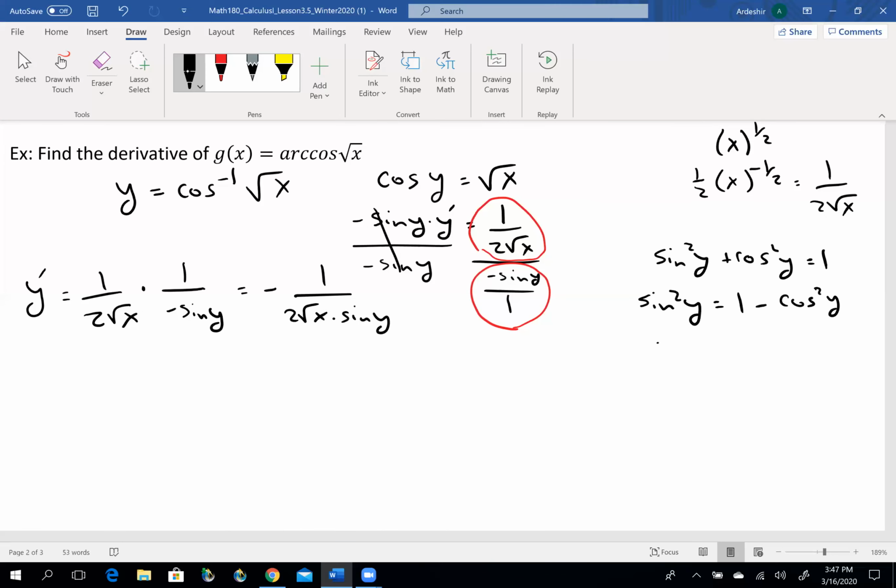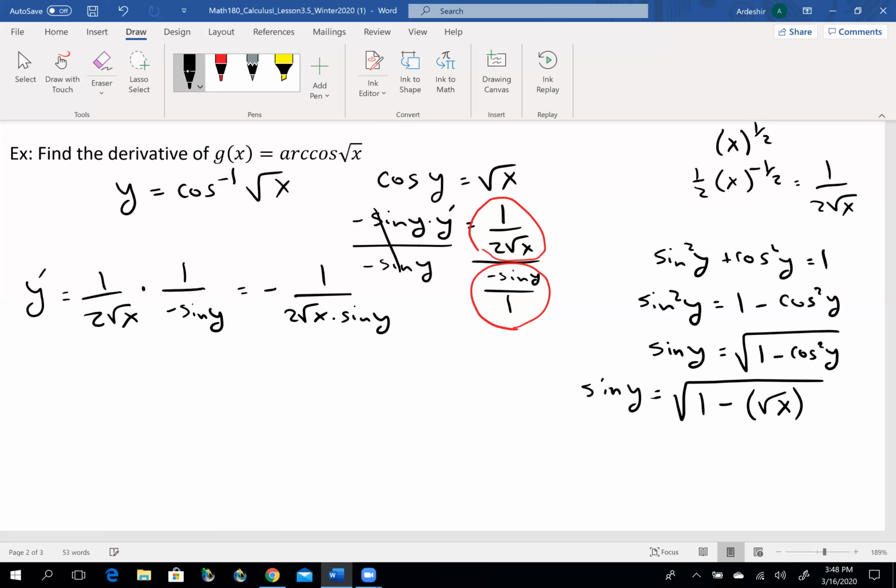Again, I'm going to take a square root of both sides. So sine of y equal to the square root of 1 minus cosine square of y. Again, guys, cosine of y is the square root of x. So sine of y equal to the square root of 1 minus the square root of x, squared. Obviously, the square root and the exponent cancel each other. So sine of y equal to square root of 1 minus x.